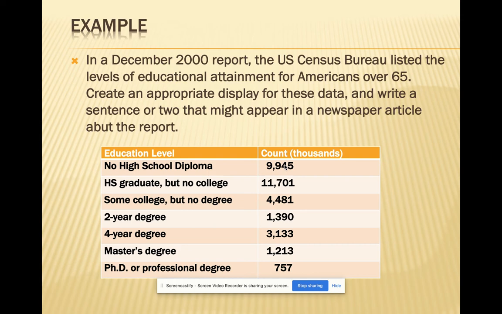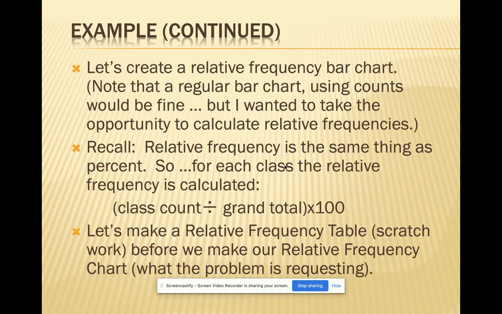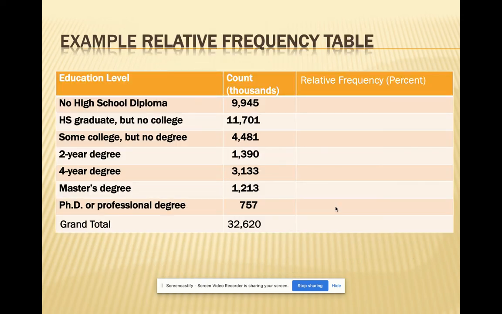It's hard to get that from the counts, so we're going to do the relative frequency distribution, and so that means we're going to take the class count and divide by the grand total and then multiply by 100. And so we're going to make a relative frequency table just to scratch work, and then we'll make our display, which is what the problem is actually asking for.